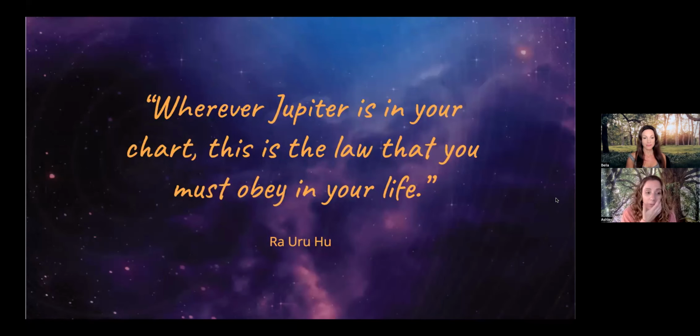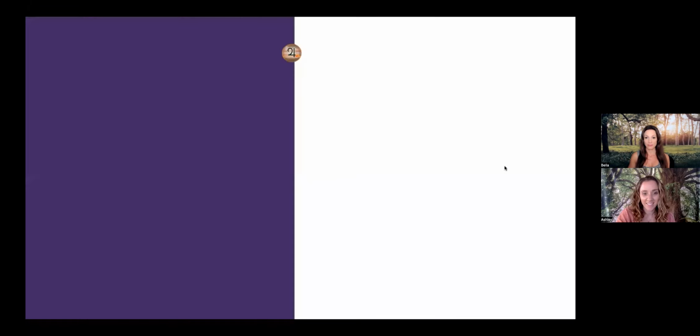Okay, so this is what Ra says about Jupiter. He says, wherever Jupiter is in your chart, this is the law that you must obey in your life. Obey Jupiter. Okay. And now let's get a little bit of information around Jupiter.